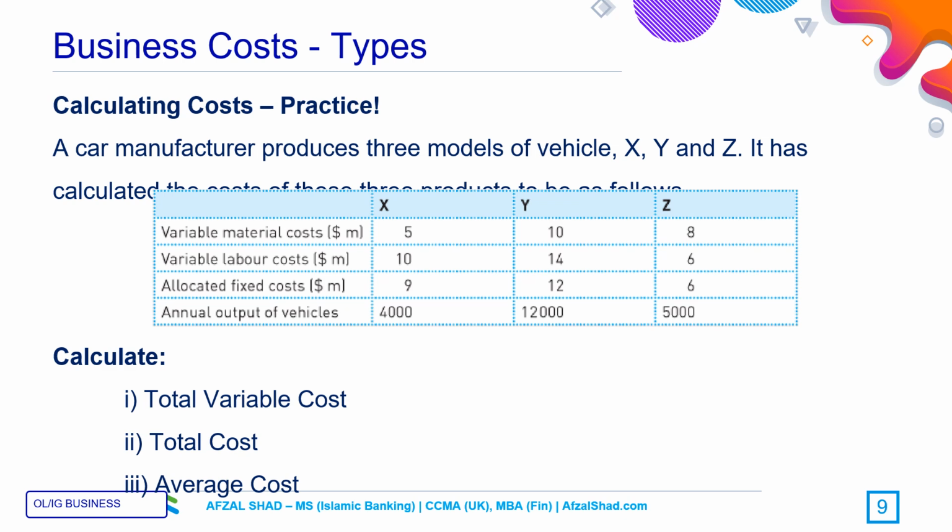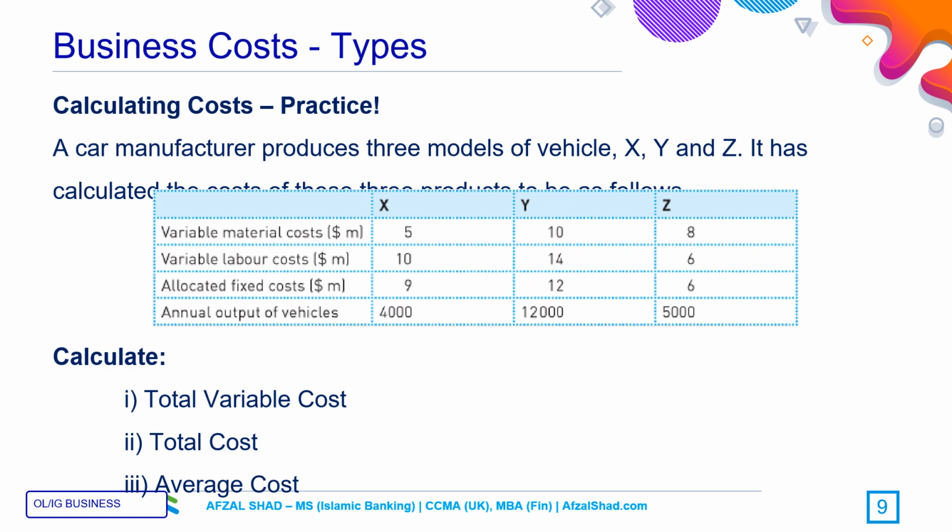Now have a look at the question which is in front of you. Calculating the costs of the products. Things might be a little jumbled up in this picture, but still we can find out the total variable cost. What is the total variable cost? When multiple variable costs are given, we join the variable costs together to find out the total variable cost.